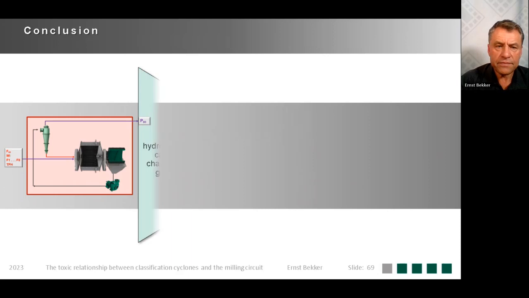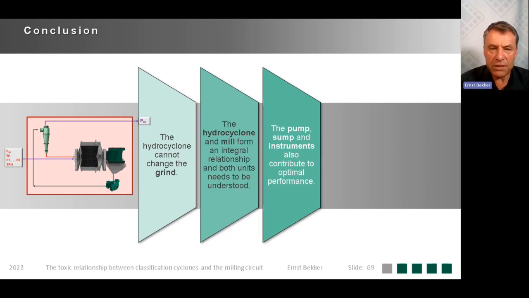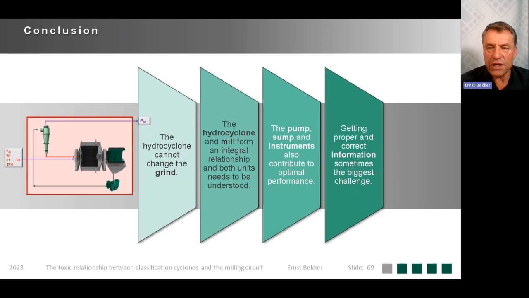Then, in conclusion, the hydrocyclone cannot change the grind. I trust you will now understand. The cyclone and the mill form a relationship. Both units need to be understood. Pump, sump, and instrumentation are all important, all contribute to optimizing the unit, but they must also be in working condition and a calibrated condition. Getting proper and correct information is sometimes one of the biggest challenges that we as suppliers face, because we need to give you as the client an answer. And if the data is inconsistent, we can't give you the right answer. So we need correct data.